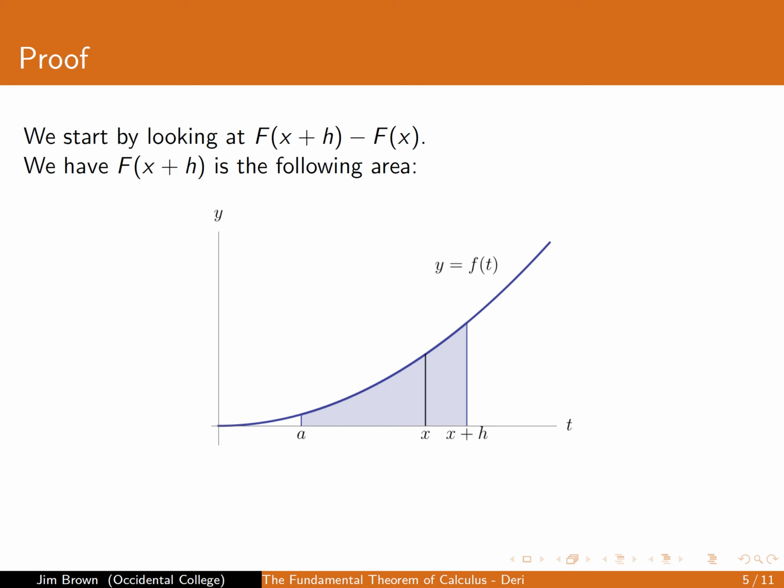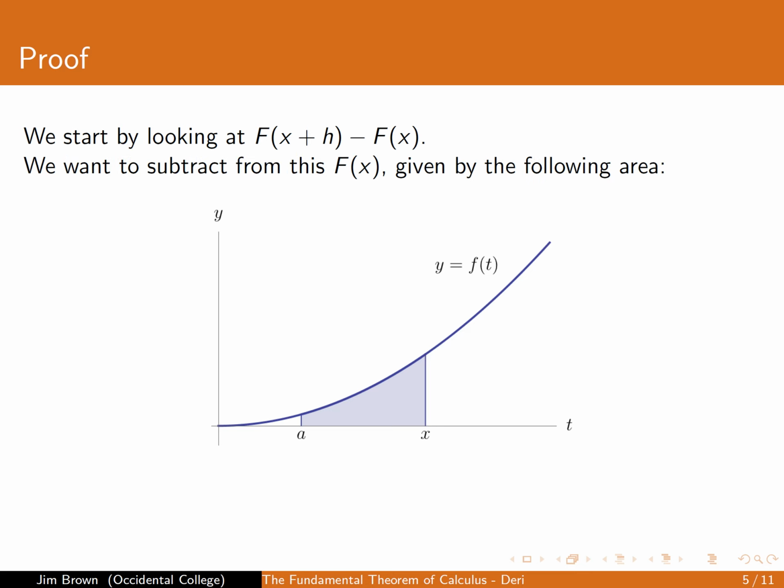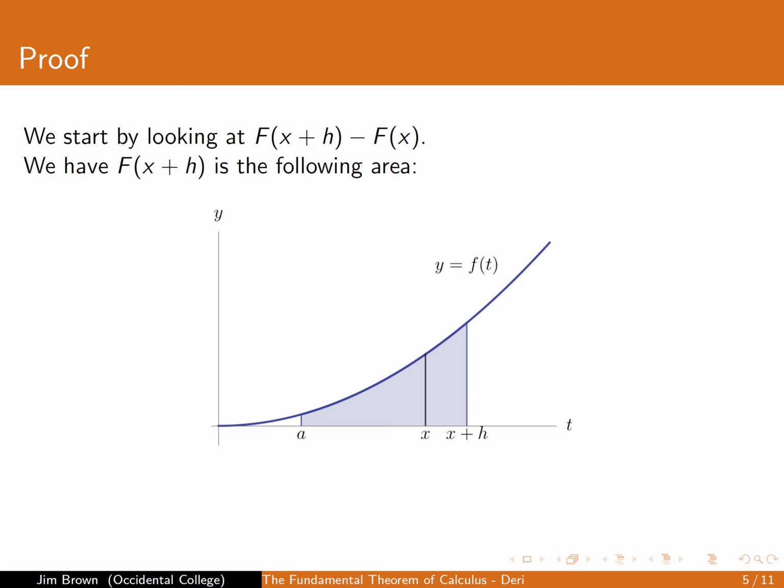Now, what am I looking at? I'm looking at that area, and then I want to subtract F of x from that area. So what does F of x look like? Well, F of x is the integral from a to x, so it's this shaded area. Notice the F of x is the area from this line between a and this line. So if I subtract those two, all I'm going to be left with is this part here, which is just this. That's the difference. So this shaded region is F of x plus h minus F of x.